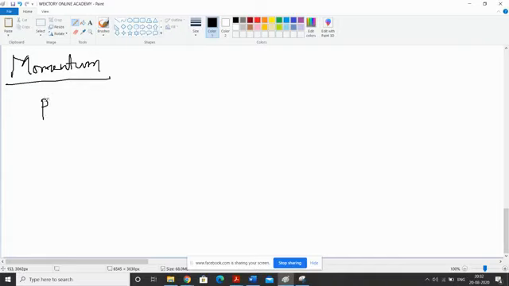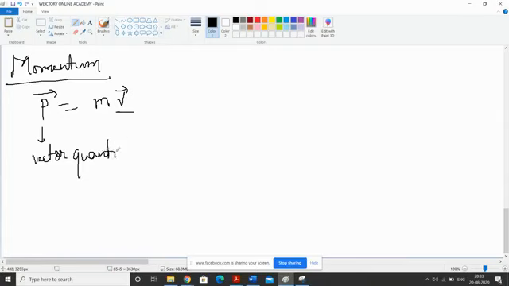Momentum is the product of mass and velocity. It is represented by the letter P, and it is the product of mass and velocity. As velocity is a vector quantity, that's why momentum is also a vector quantity.